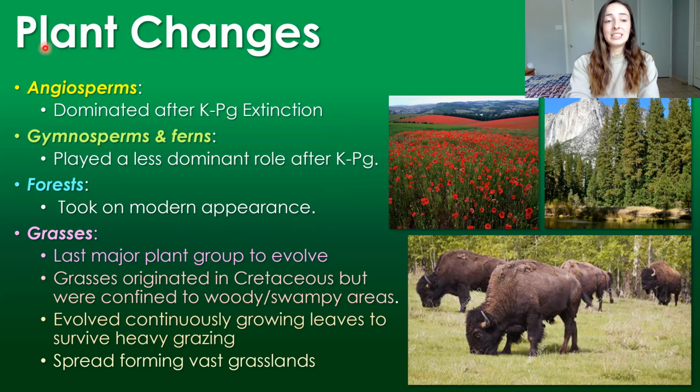They also originated in the Cretaceous like angiosperms, but were confined to woody, swampy areas because it wasn't until they evolved continuously growing leaves that they could grow into huge grasslands and survive heavy grazing. Until they did that, they would get grazed and then be dead. So when they evolved the continuously growing and regenerating leaves, they were able to survive heavy grazing and spread to form vast grasslands on which many co-evolving ungulates were grazing. And again, the switch from warmer to cooler and drier climates from Eocene to Oligocene helped grasses and dry woodland type forests to dominate over tropical plants and forests.